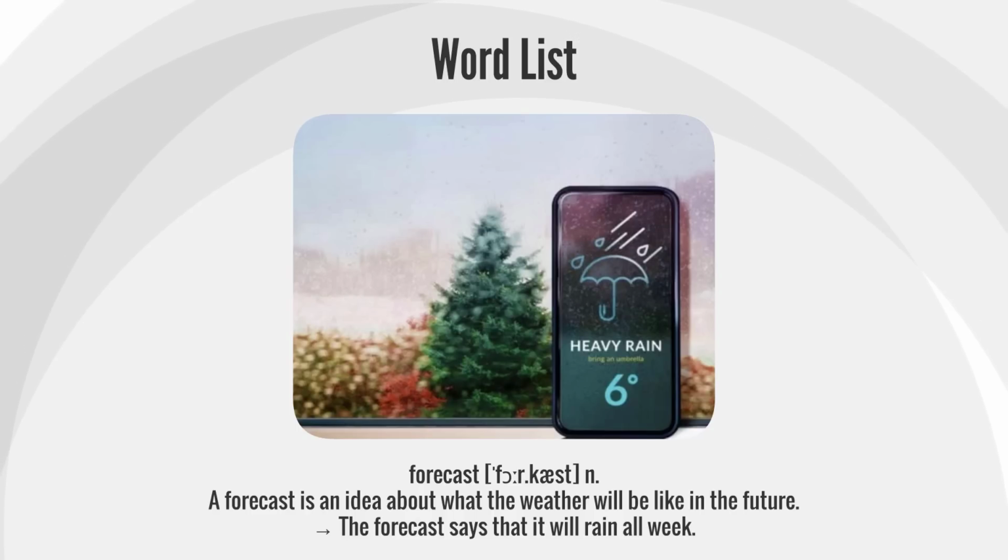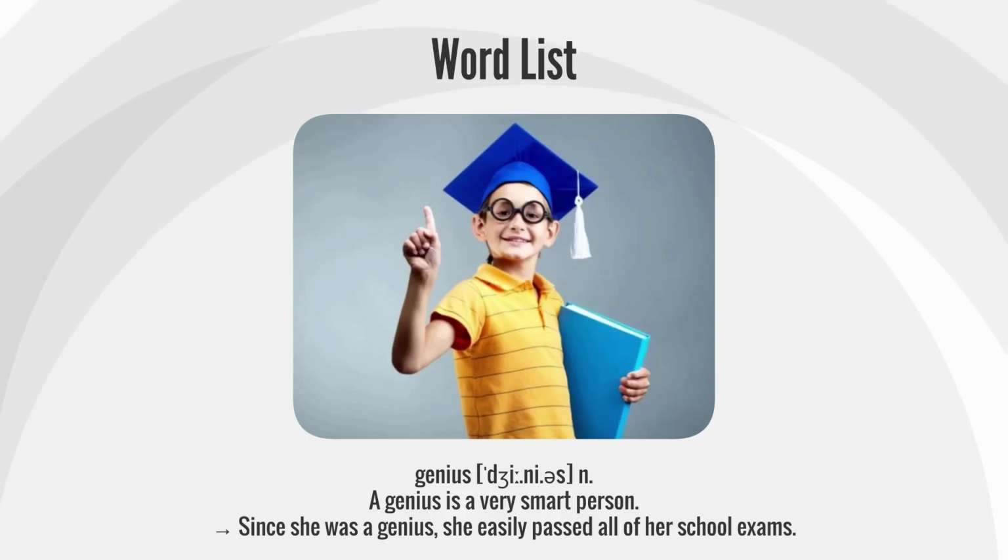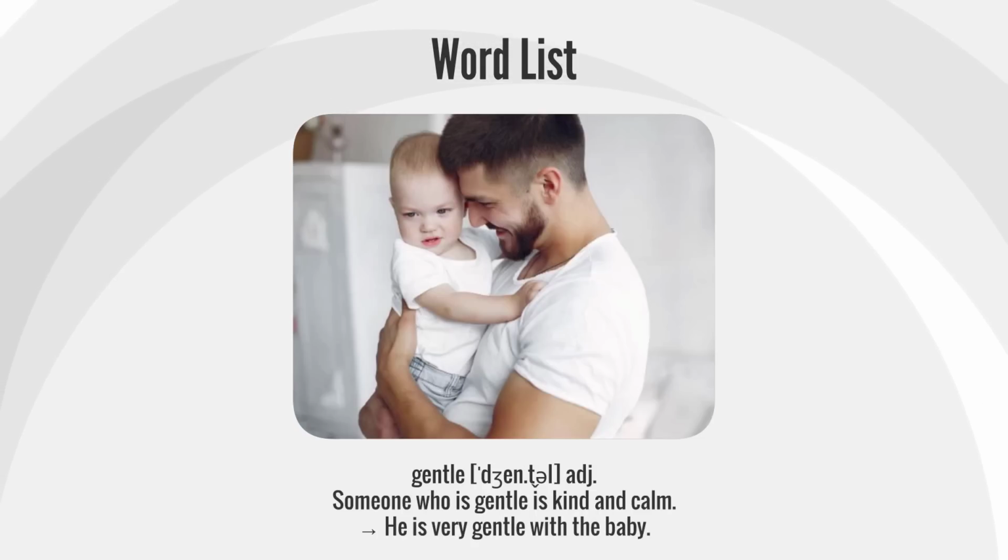Forecast. A forecast is an idea about what the weather will be like in the future. The forecast says that it will rain all week. Genius. A genius is a very smart person. Since she was a genius, she easily passed all of her school exams. Gentle. Someone who is gentle is kind and calm. He is very gentle with the baby.